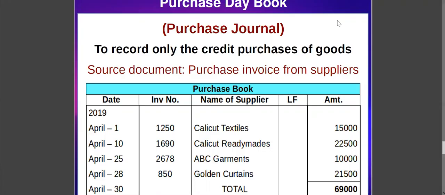See, the date, invoice number, name of supplier. Name of supplier, that means a creditor's name. Calicut Ready-Mades, ABC Garments. So you can convert this also into journal. For example, purchase account debit to Calicut Textiles account, purchase account debit to Calicut Ready-Mades account, purchase account debit to ABC Garments account. Like that, you have to prepare journal.